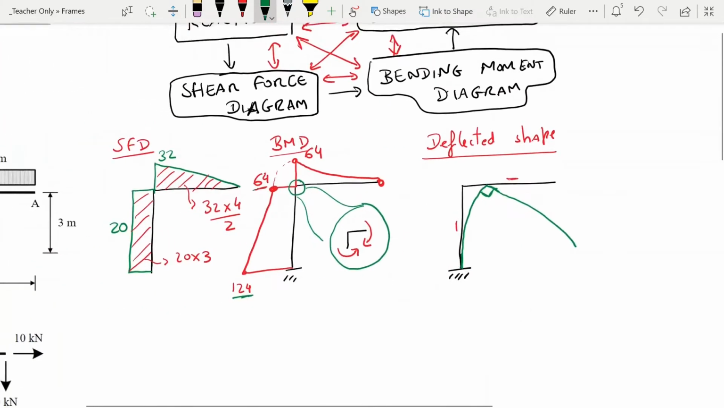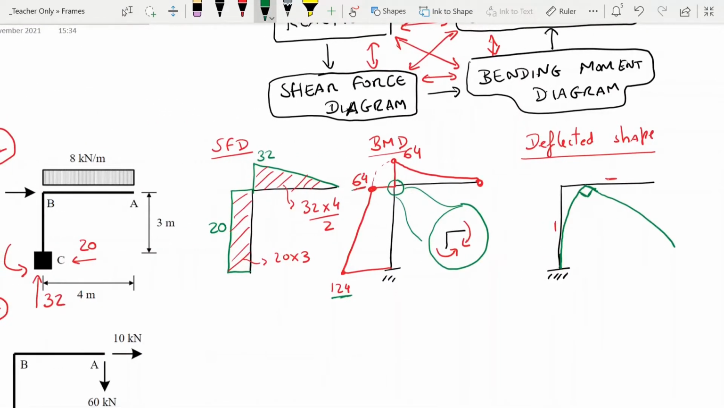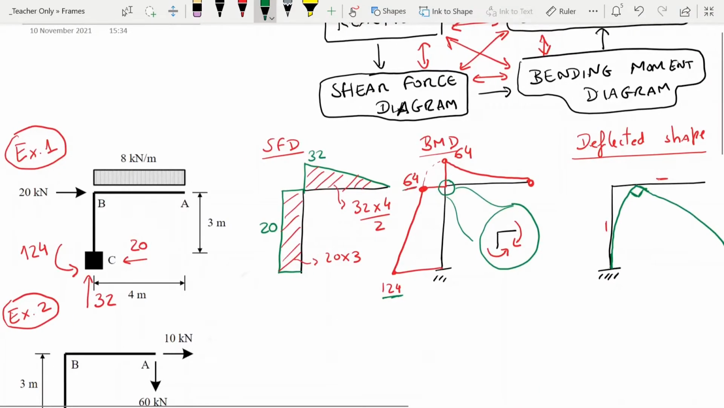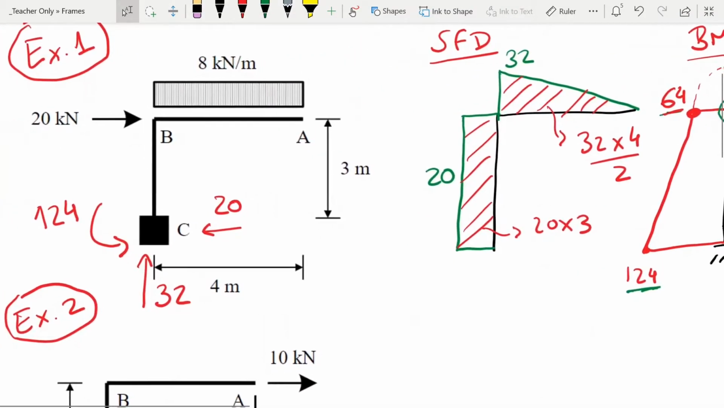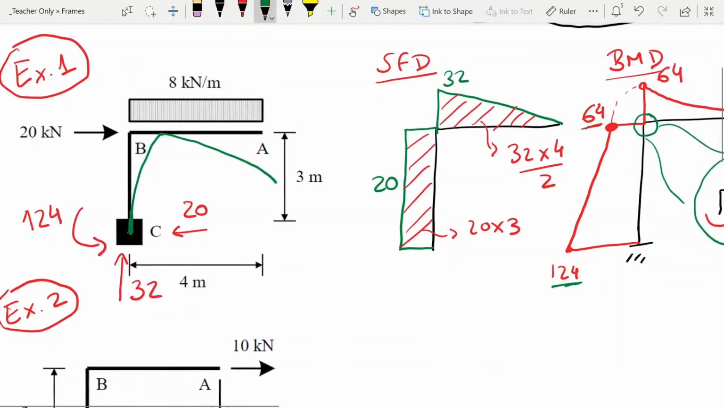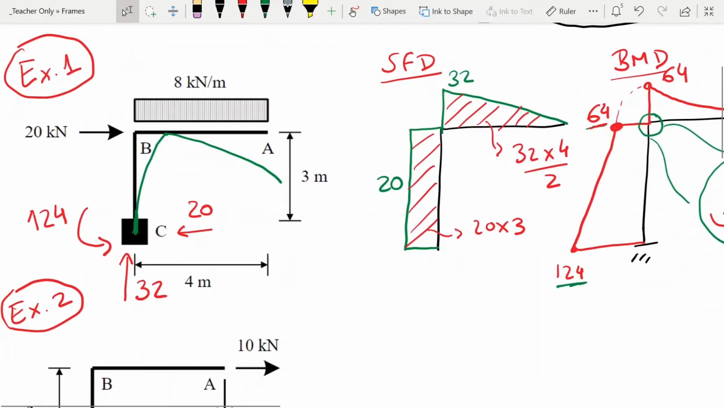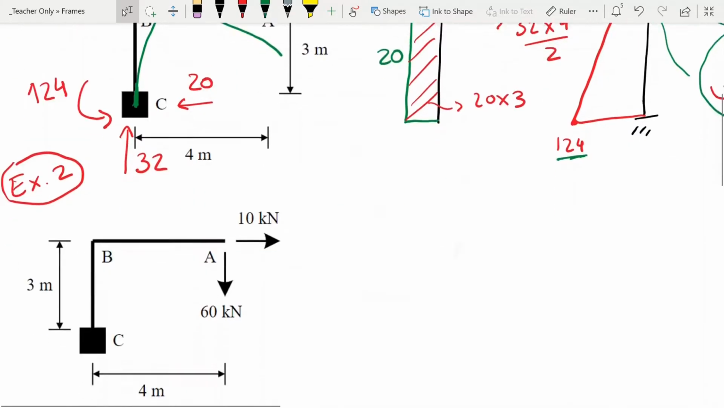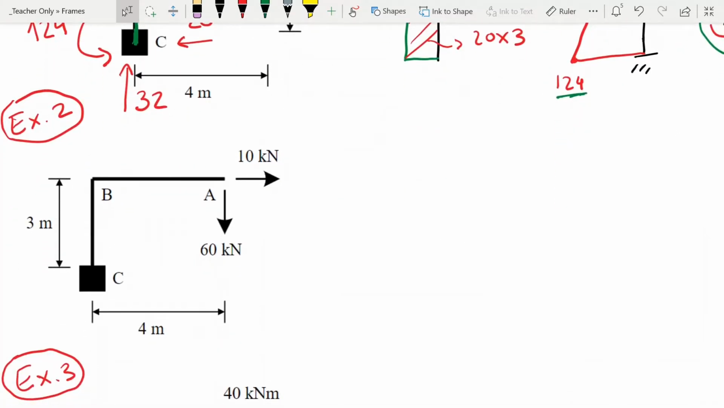Now, what's interesting about this problem is that this deflected shape could very well be obtained straight away from the beginning. Just by looking at this structure and knowing that this is a fixed support, we can guess that most likely this one is going to be the deflected shape. So we didn't have to go through all these steps to get that this should be the way the structure is going to deform.